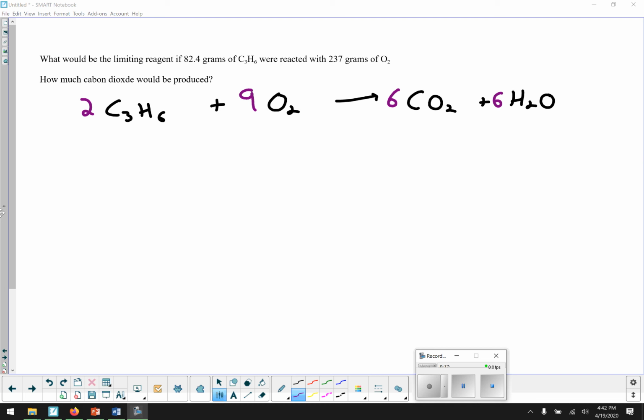And if you don't have that right, because you need those coefficients for the stoichiometry, it means pretty much everything else afterwards is going to be wrong. So make sure you start with a proper balanced equation. So you should be able to recognize this as combustion, know that combustion of a hydrocarbon makes carbon dioxide and water, and then balance it. So I'm going to, again, do 2 stoichiometry problems because we're given 2 amounts. I'll do one starting with 82.4 grams of the propene.